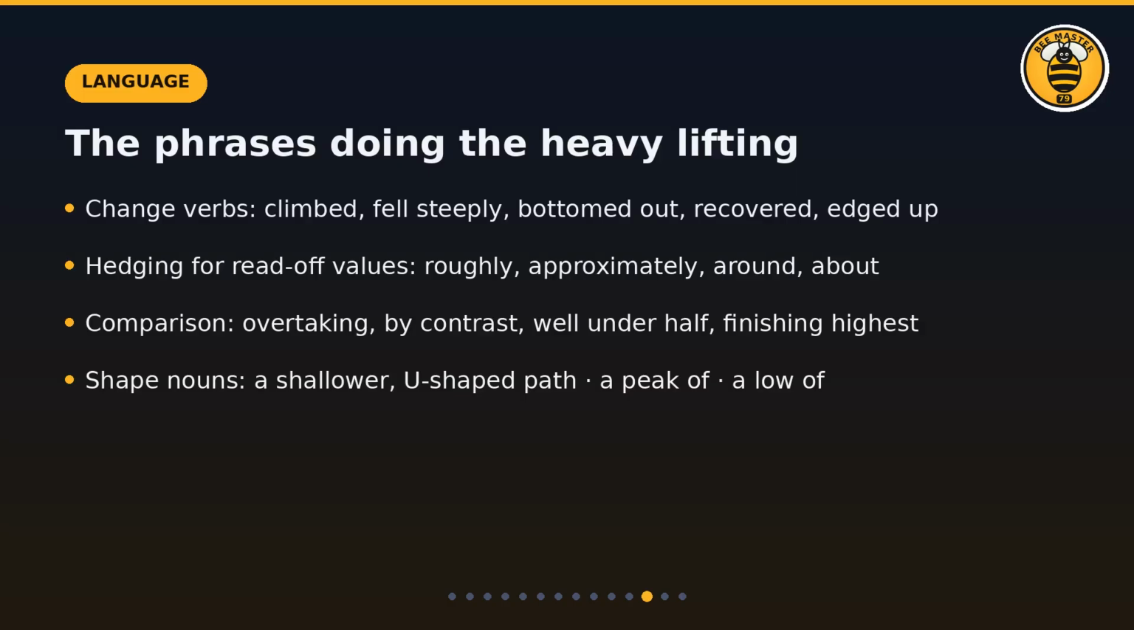Here is the language that did the work. Change verbs: climbed, fell steeply, bottomed out, recovered, edged up. Hedging words for values read off a graph: roughly, approximately, around, about. Comparison language: overtaking, by contrast, well under half, finishing highest. And shape nouns: a shallow U-shaped path, a peak of, a low of. Learn these as a set and you can describe almost any line graph.